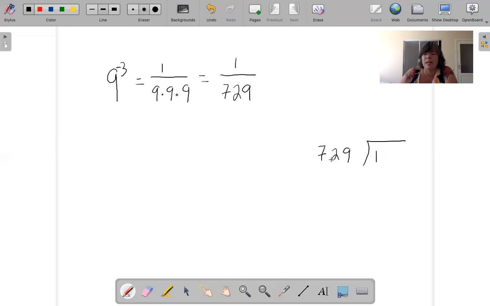How many times will 729 go into 1? None. Put a decimal, bring your decimal up. How many times will 729 go into 10? None. Bring down another 0. How many times will 729 go into 100? None. Bring down another 0. How many times will 729 go into 1,000? 1 time. And then you have 729, and then we have to solve this.